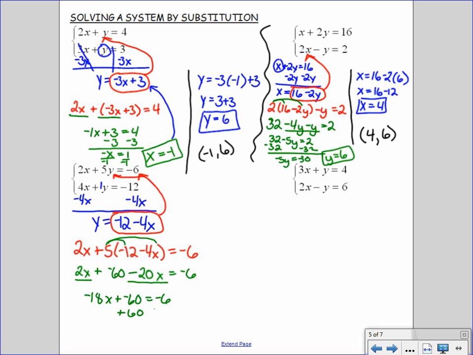Add the 60 to both sides. Negative 18x is equal to 54. Divide by negative 18. I find that x is equal to negative 3.